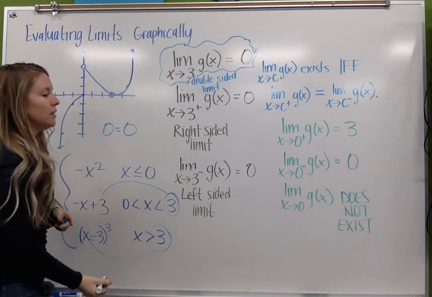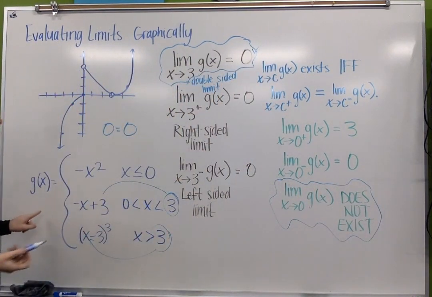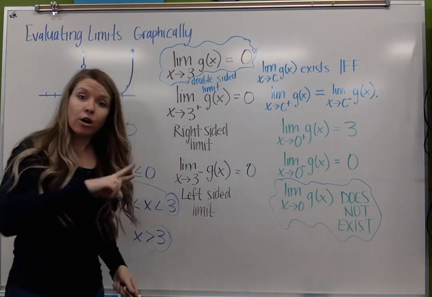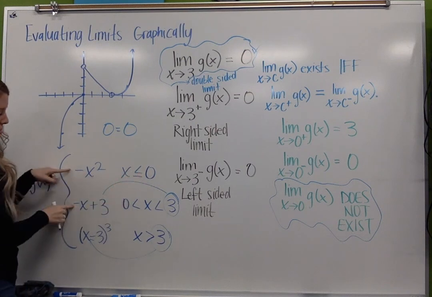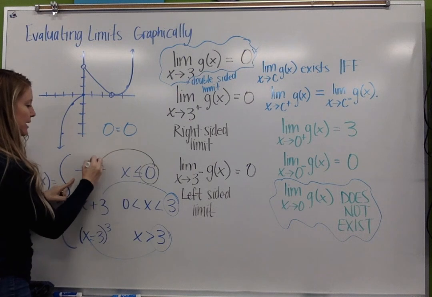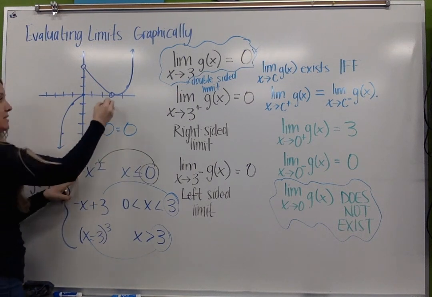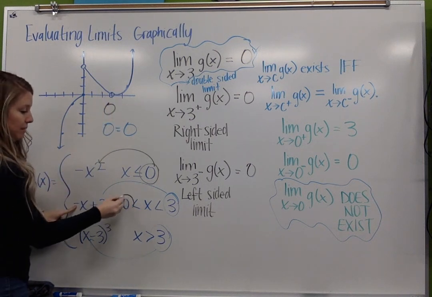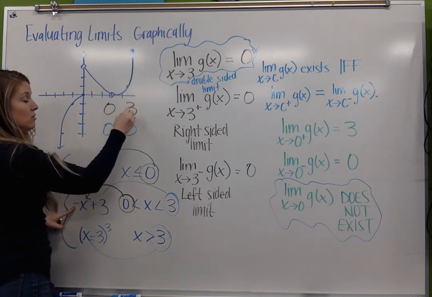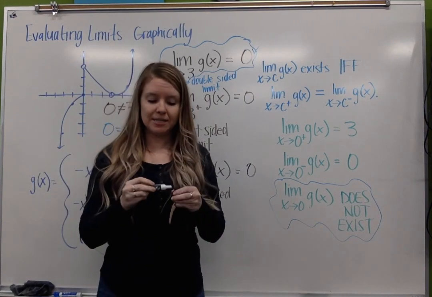Now to see this one. If we have the equations, we're going to do the same thing, but we're using two different graphs because these two meet at 0. If I take 0 and plug it in here, 0 squared is 0 times negative, well, that's 0. Then if I plug my 0 in here, negative 0 plus 3 is 3. These do not match, so again, this limit does not exist.